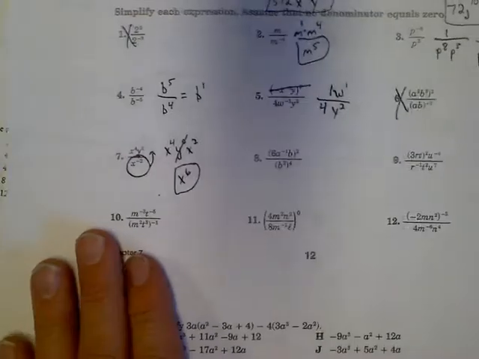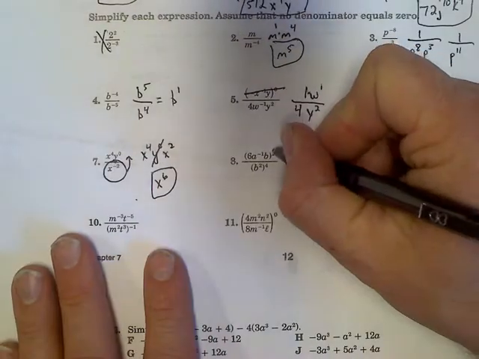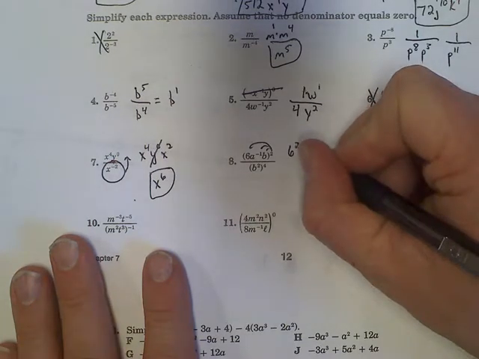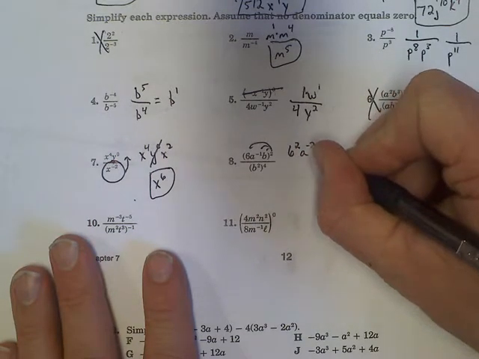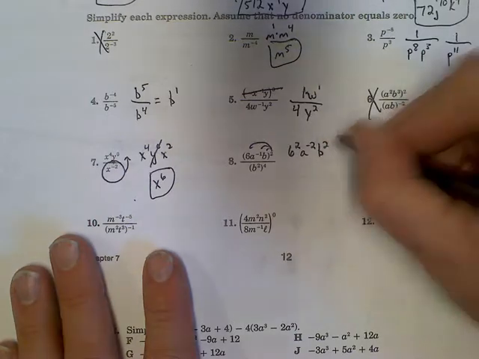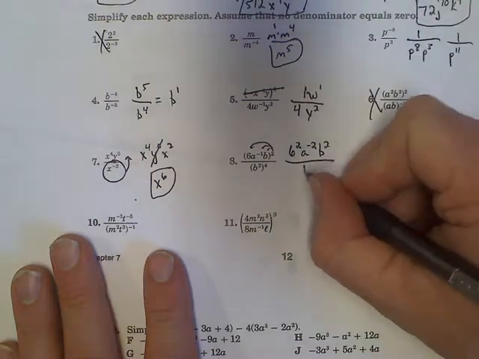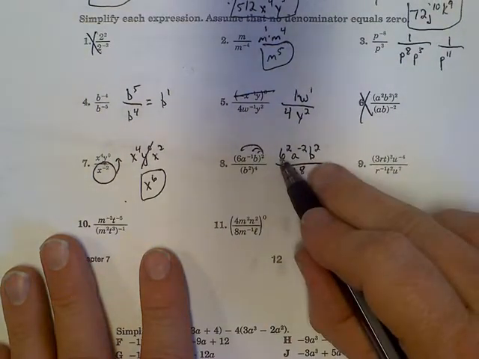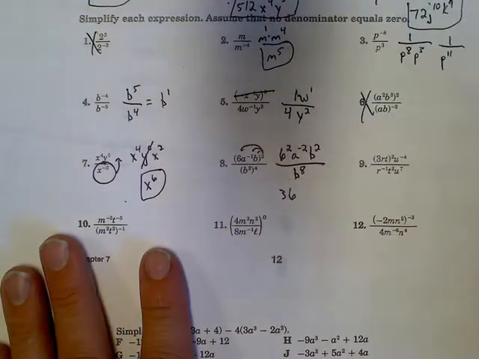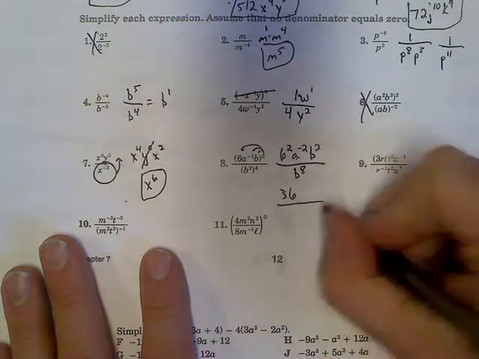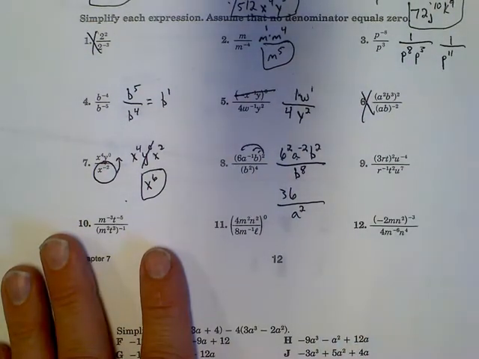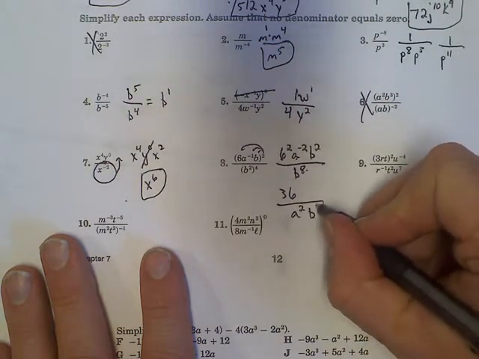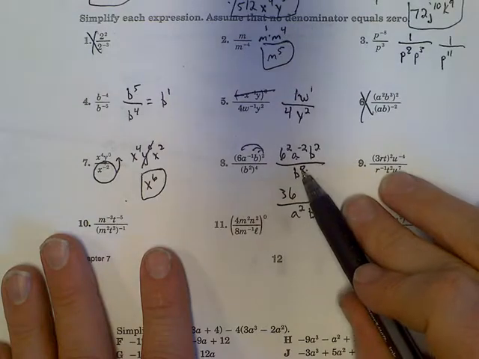Number 8, I need to go ahead and distribute. So this would be 6 squared, a to the negative 2, b to the positive 2, all over b to the 8. 6 squared becomes 36. a to the negative 2 goes on bottom, becomes positive. 8 minus 2 gives me 6. Stays on bottom because the 8 is larger.